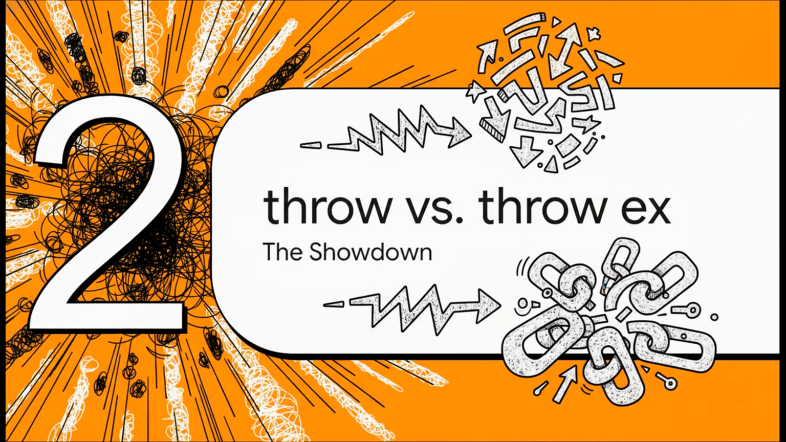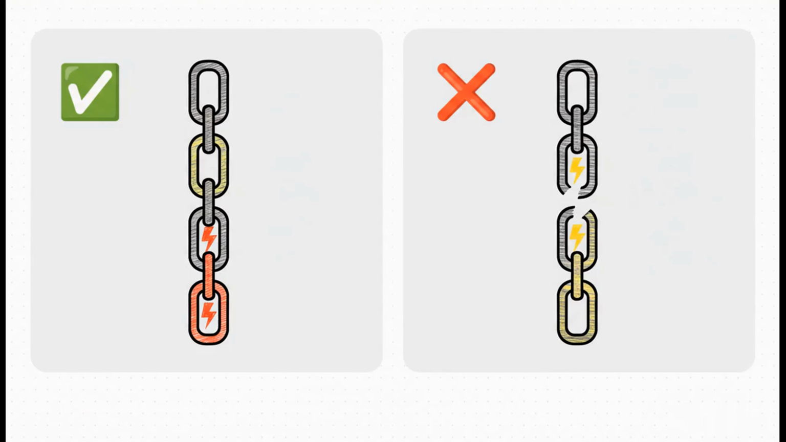Okay, so now for the main event. Our error happened way down in method 1. But what happens when it's caught and then rethrown up in method 2? This is where our two keywords finally come into play, and you'll see their behavior is totally different. Here it is, the fundamental difference in a nutshell. When you just use throw, you're rethrowing the original exception, keeping all of its history. But if you use throw x, you're actually creating a brand new exception right at that spot, which completely erases the original story of where the error came from.